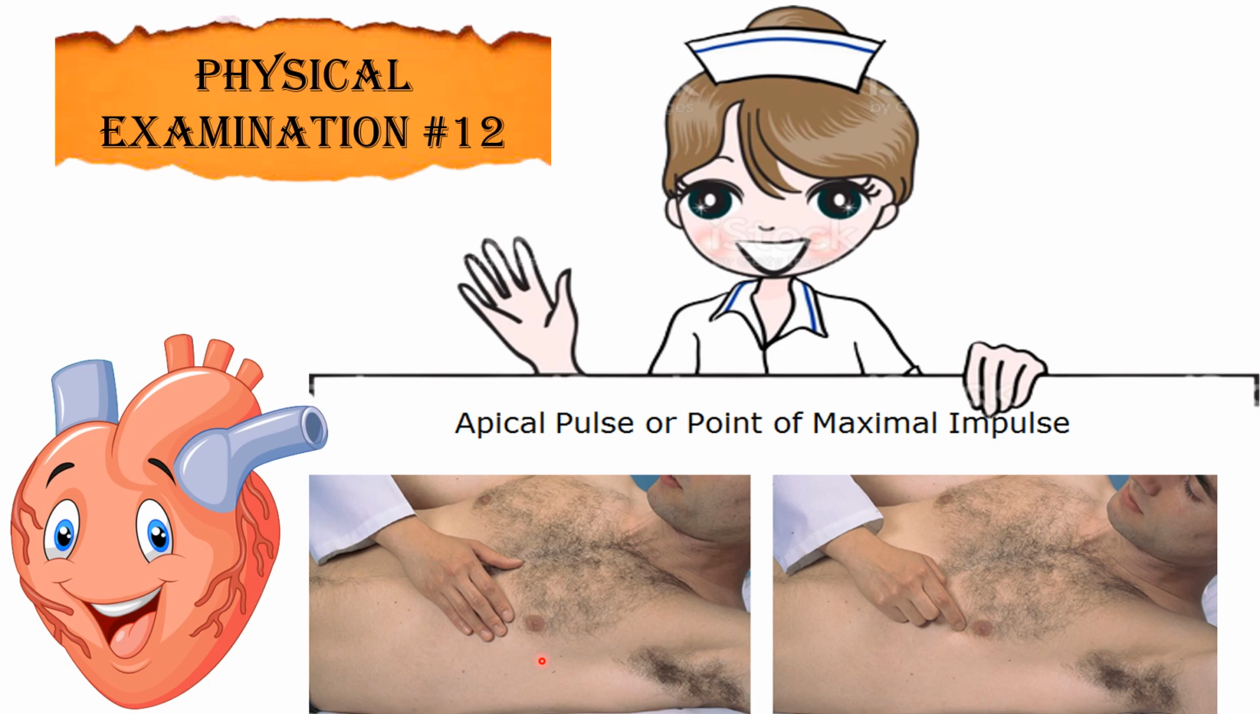If you cannot identify the apical impulse with the patient in supine position, you can ask the patient to roll to the left side, the left lateral decubitus position, and palpate again using the palmar surface of several fingers. If you still cannot find the apical impulse, you can ask the patient to exhale fully and then stop breathing for a few seconds.